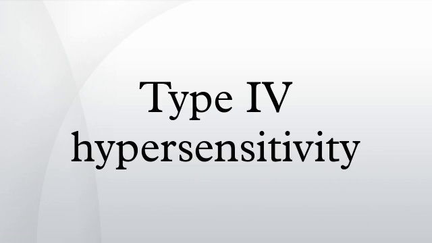Type 4 hypersensitivity is often called delayed type hypersensitivity as the reaction takes 2 to 3 days to develop. Unlike the other types, it is not antibody-mediated but rather is a type of cell-mediated response. CD4 plus helper T cells recognize antigen in a complex with class II major histocompatibility complex.